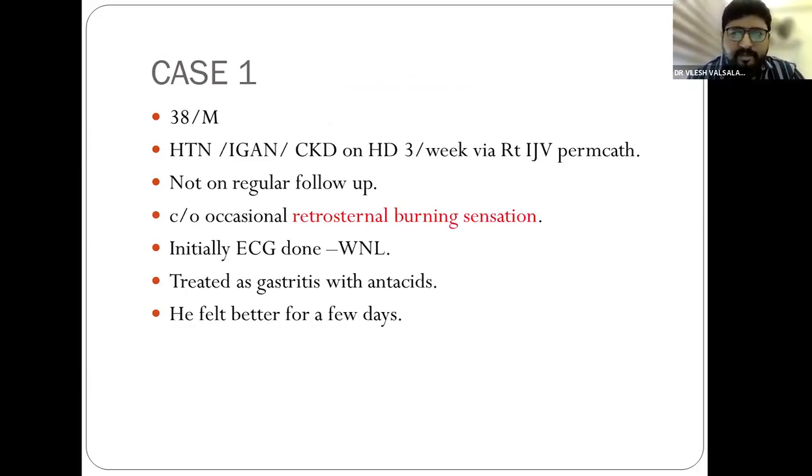It's a 38-year-old male who is hypertensive, a diagnosed case of IgA nephropathy leading to chronic kidney disease, started on hemodialysis 3 per week via a right IJV perm cath. Now the patient was on regular follow-up initially, and recently the patient is not following up regularly. So he's complaining of an occasional retrosternal burning sensation. So the complaint here is retrosternal burning sensation, behind the sternum in the front, some burning is there.